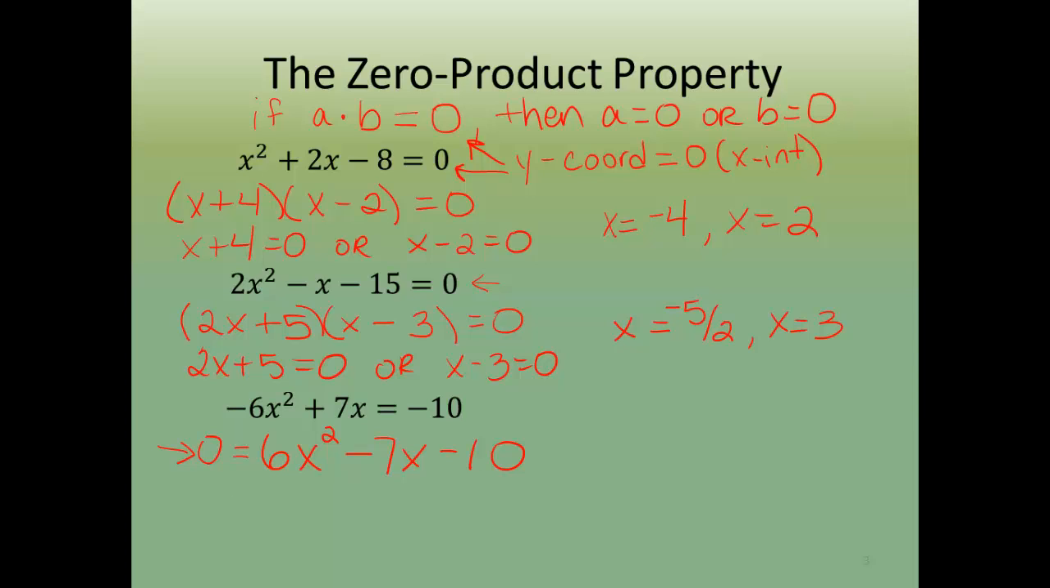Go ahead again, pause the video, factor this any way you know how, start up the video again, and check your solution. Okay, so I factored mine and I got (6x + 5)(x - 2). The zero product property says I can set each one equal to 0, and I get two solutions for x. x is negative 5 over 6, and x equals 2. These are the x-intercepts of that parabola.